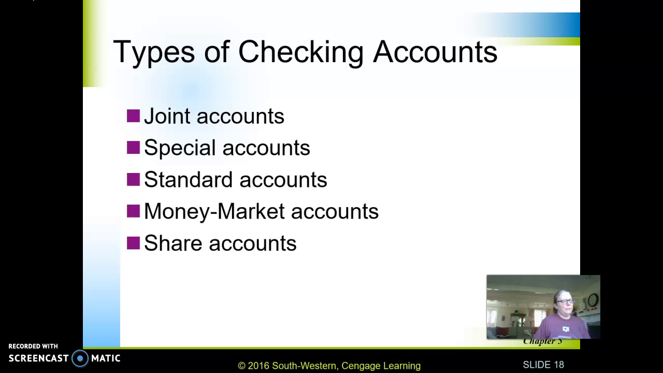Okay, there are also different types of checking accounts. A joint account is usually 2 or more, and it has survivorship so that if someone dies, the other person can still write checks out of it. There are special accounts that have fees and limit your activity. There are standard accounts that usually have no fees. There are money market accounts that are interest-bearing, but they typically have restrictions on them for minimum balances and things like that, the number of checks you can write. And then share accounts is a checking account for a credit union. So that covers our first section.